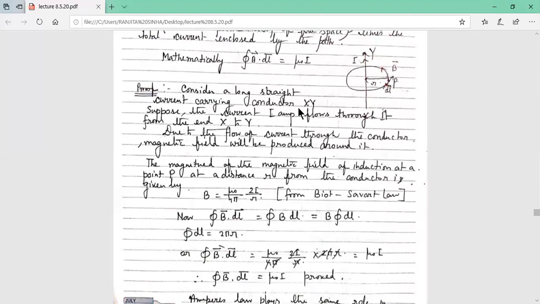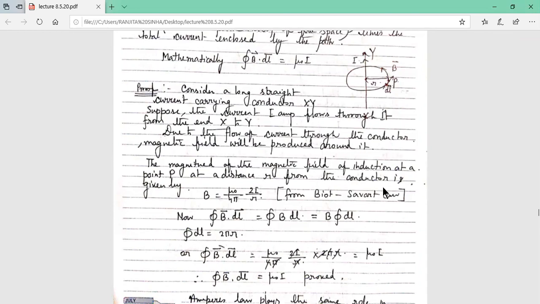Now consider a long straight current carrying conductor XY. The current flows through it from the end X to Y. In this direction current is flowing, and by the arrow the direction of the current is shown. Due to the flow of current through the conductor, a magnetic field is produced around it.